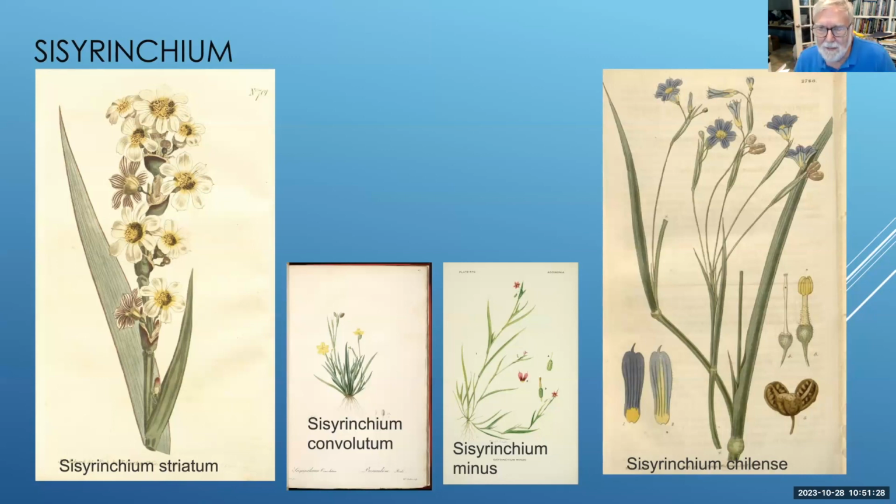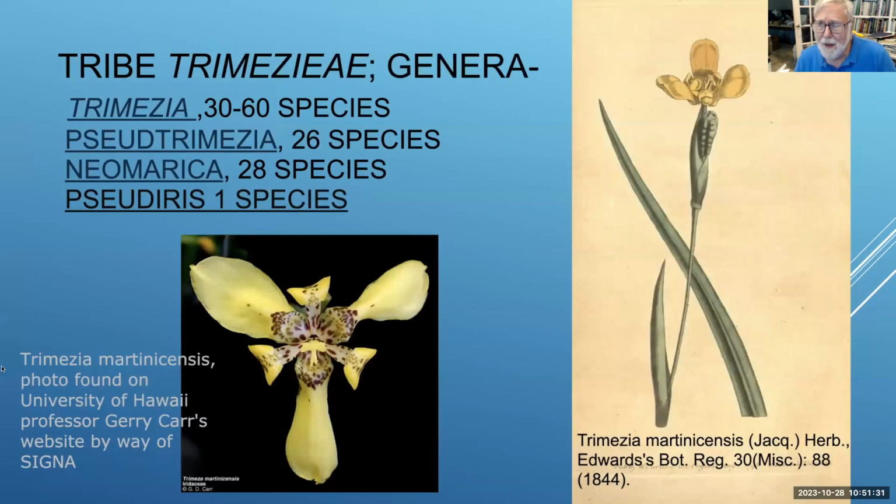Let's get the next slide. Okay, we're getting near the end. The tribe Trimesia is pretty much a group of South American, Central American, and a little bit of Southern North America. Trimesia and Pseudotrimesia and Neomarica and Pseudo-Iris are all sometimes combined in the genus Trimesia. So depending upon the author, you're going to see different ones.